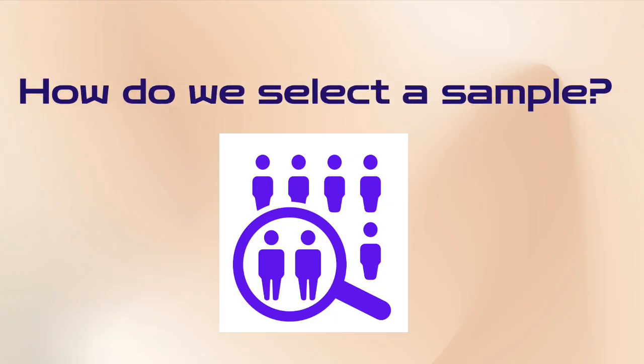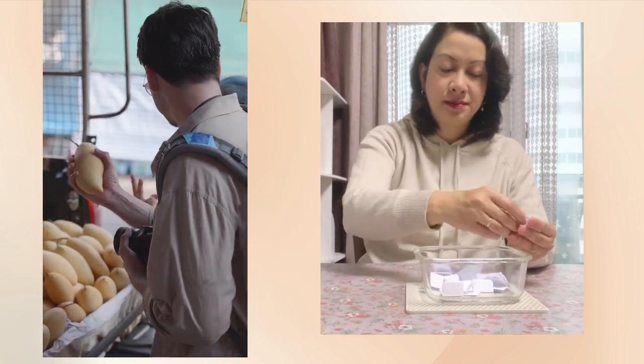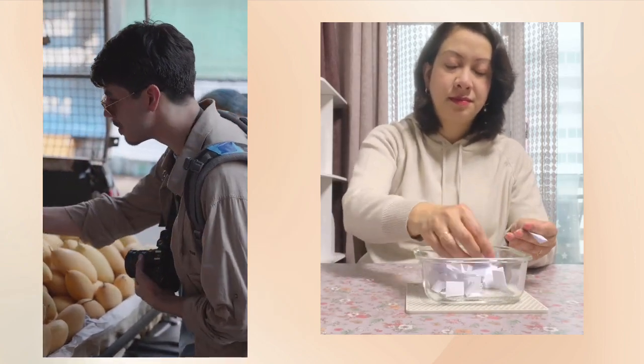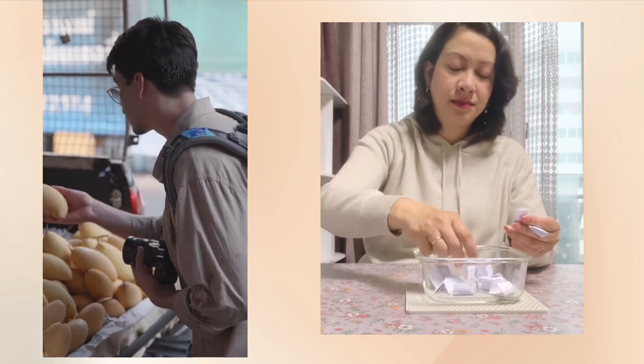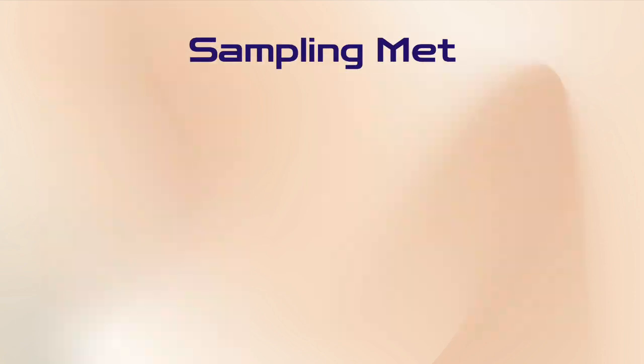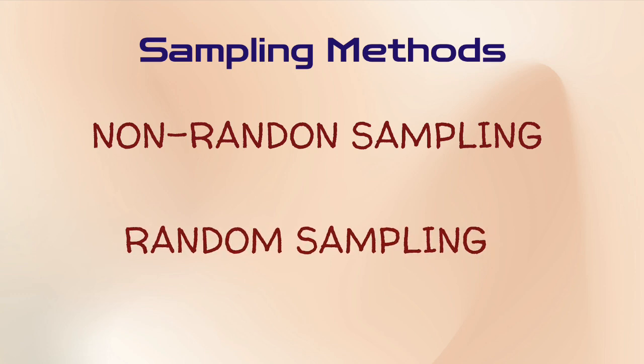Next important question is, how do we select a sample? Look at these clips. In the first clip, the person is selecting mangoes by carefully observing. In the second clip, chits are selected arbitrarily. What are the statistical terms for this type of selection? The first one is non-random sampling and the second one is random sampling. Today we are learning about these two types of sampling methods.